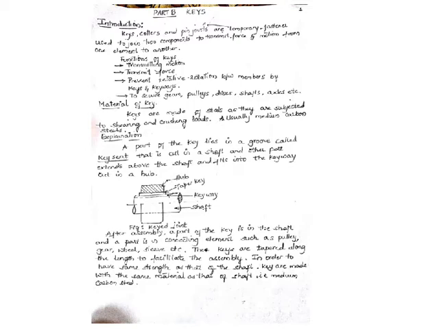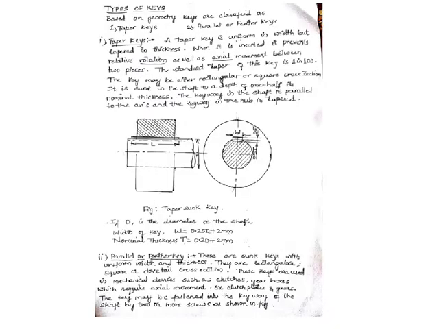In order to have the same strength as that of the shaft, keys are made with material similar to that of the shaft, that is, medium carbon steel is the material chosen for keys also. Let us now discuss the types of keys. Based on geometry, keys are classified as taper keys and parallel or feather keys. What are taper keys? We shall discuss it.